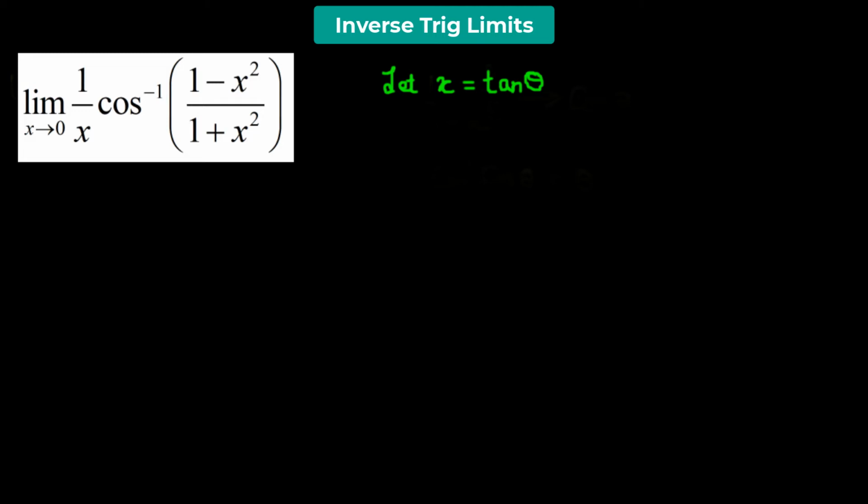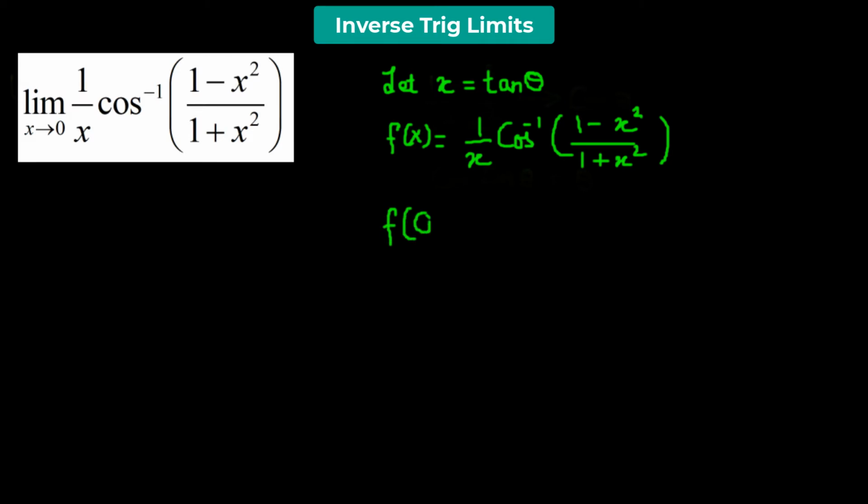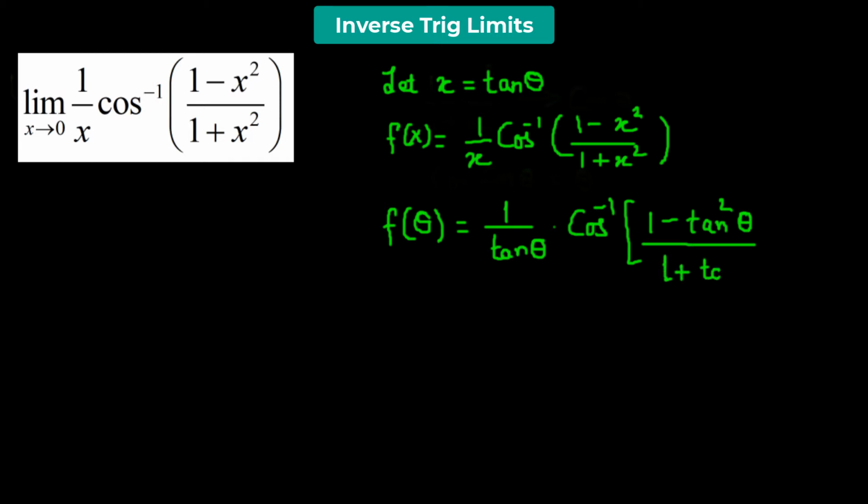So if we consider x to be equal to tangent of theta, then our function f of x, which is 1 over x cosine inverse of 1 minus x squared divided by 1 plus x squared, changes to f of theta, which will be equal to 1 over tangent of theta times cosine inverse of 1 minus tangent squared theta divided by 1 plus tangent squared theta.